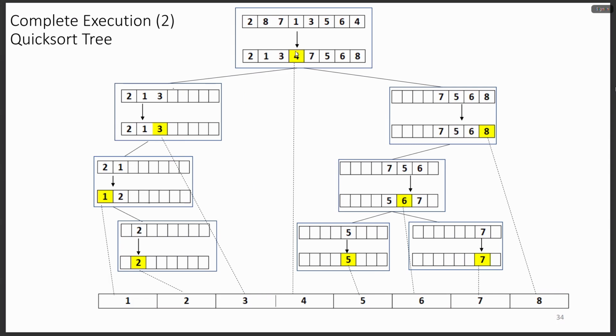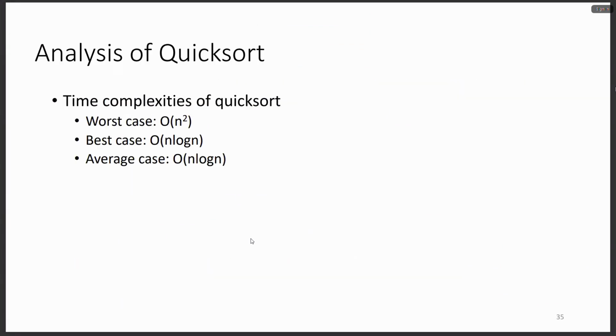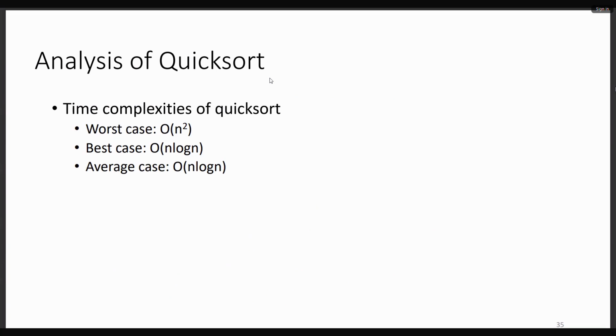The idea is: take a pivot, divide it. Take a pivot, divide it. Once you are done with dividing, the array should be sorted. All right, so that's about quick sort.